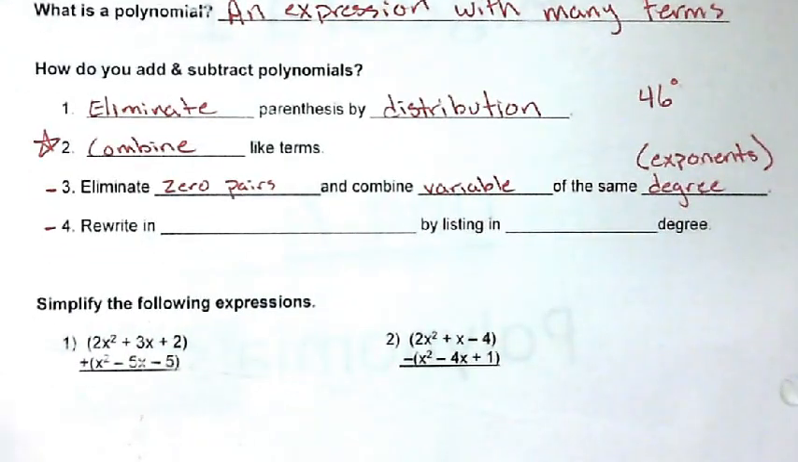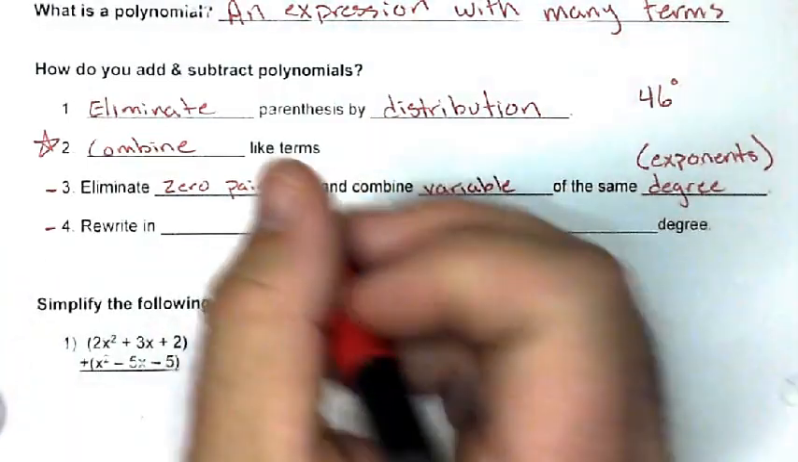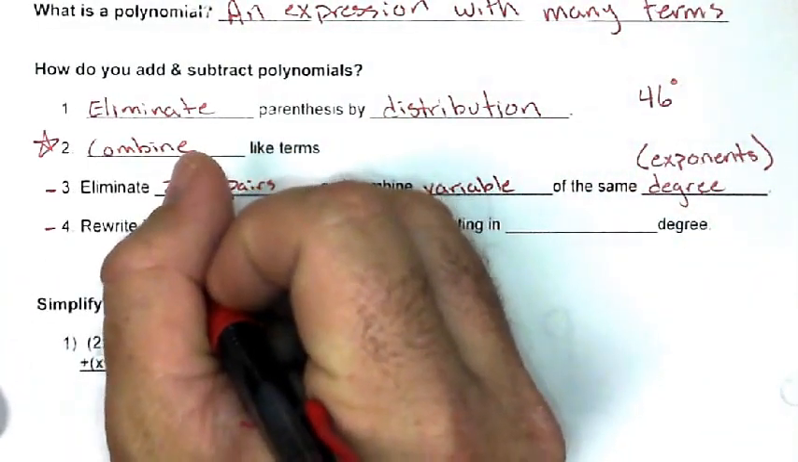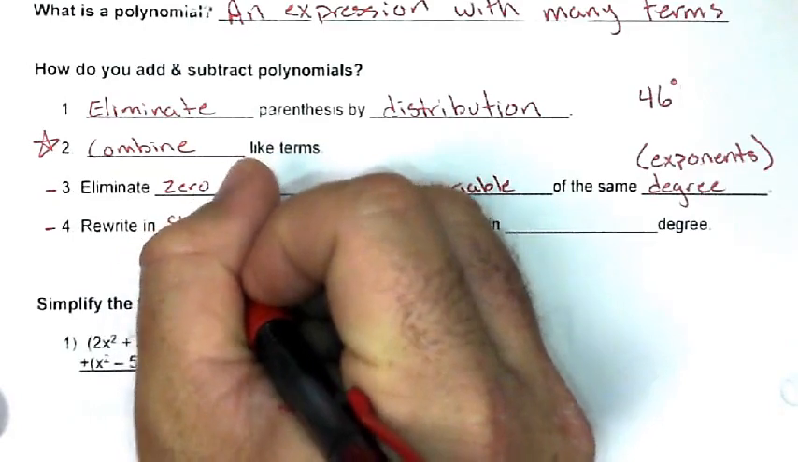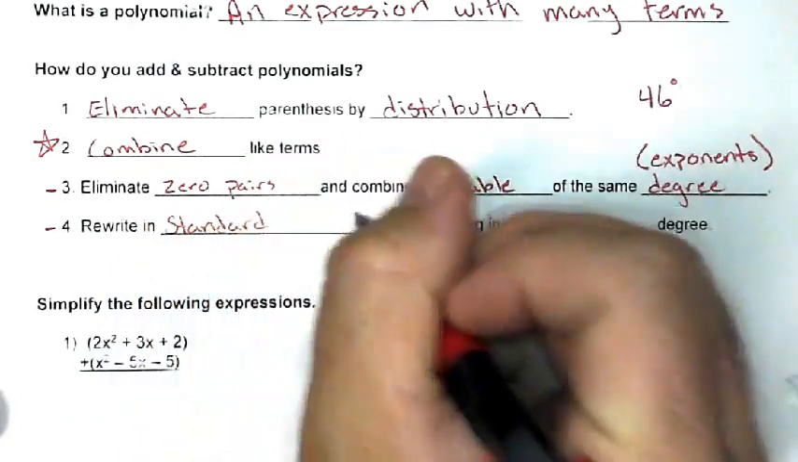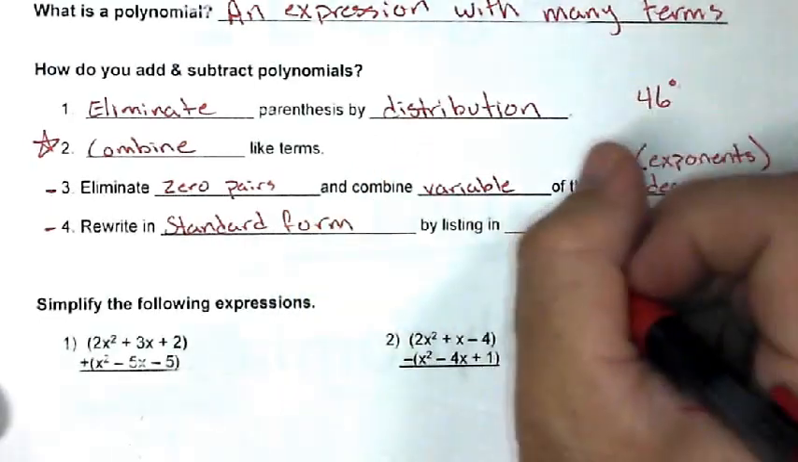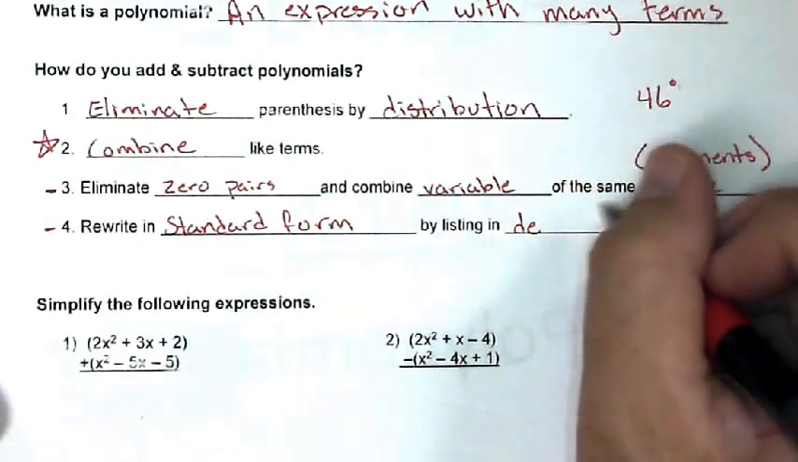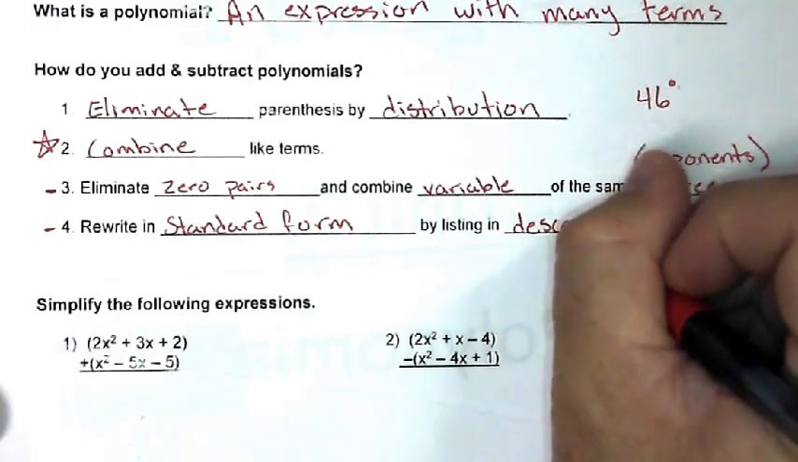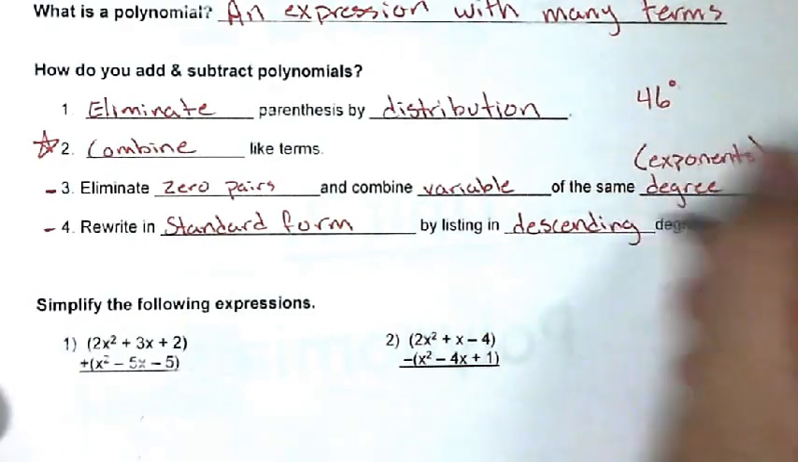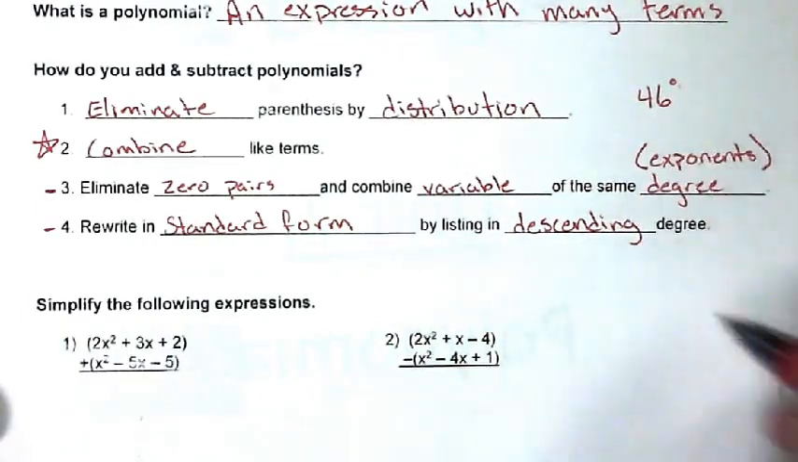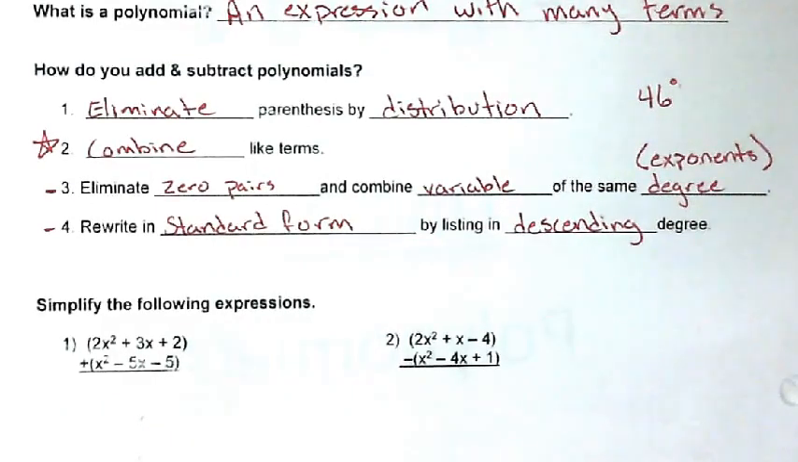Now, part 4, which is the final step, is you are going to rewrite in standard form by listing in descending order. And we are talking about descending degree order. So the higher exponent will go first, then the next exponent, then the next exponent.